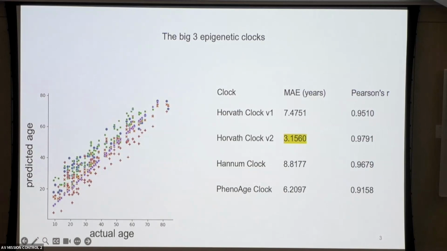So it's been 10 years or almost like 12 years since the first release of the epigenetic clocks, and many new updates have been released. These are the big three epigenetic clocks. The first version, as you can see, the mean absolute error for the age was around 7 years, but the second version, which was released around 2018, had like 3.1. The Hannum clock and PhenoAge clock tried to challenge the Horvath clock, but it's still around like 5 years of mean absolute error.